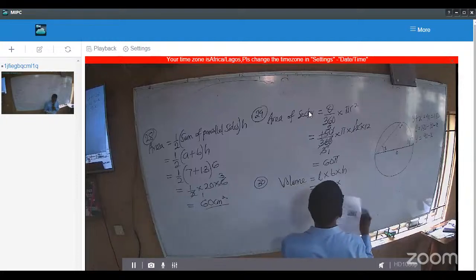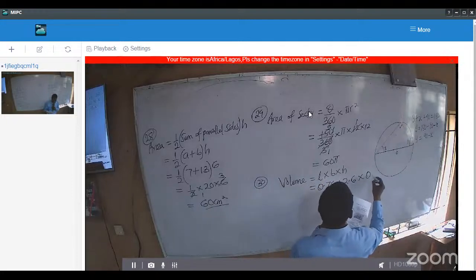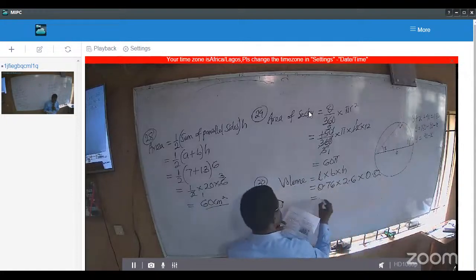0.76. The breadth 2.6. And what's the height? Multiply the 3 of them. What do you get? 1 point.